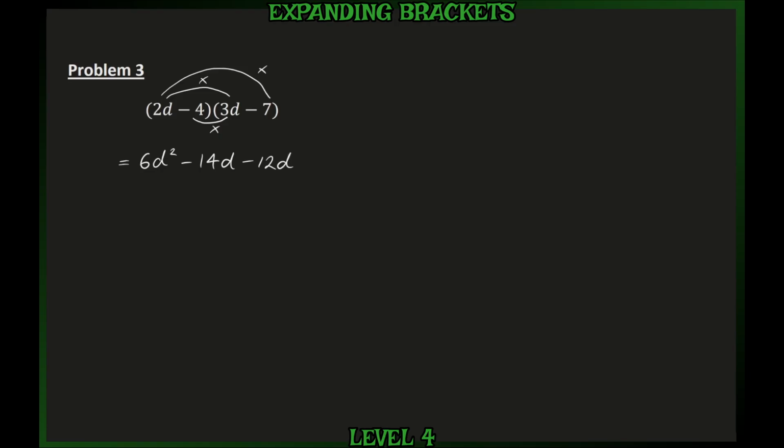And finally, we have to be extra careful here. We have a minus 4 times minus 7. 2 minuses give us a plus when we multiply them together, and 4 times 7 is 28.